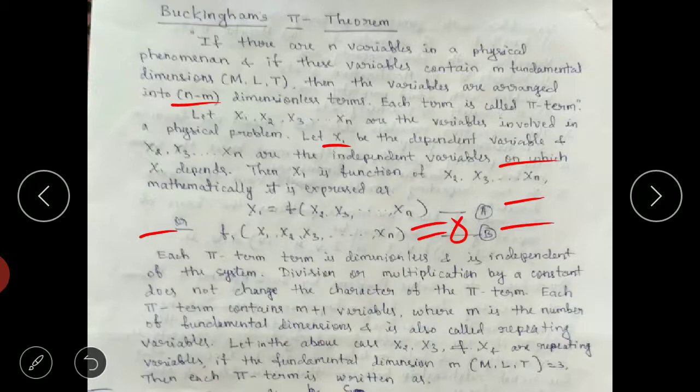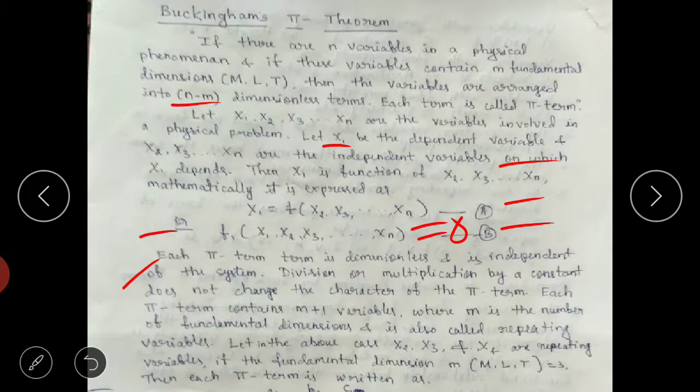Each pi term is dimensionless and is independent of the system. Division or multiplication by a constant does not change the character of a pi term as it is dimensionless. Each pi term contains m plus 1 variables, where m is the number of fundamental dimensions, and these are also called repeating variables. Let in the above case x2, x3, x4 be the repeating variables.